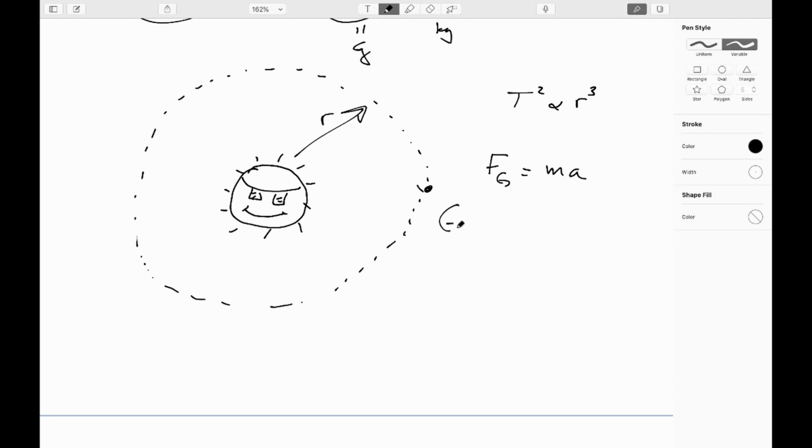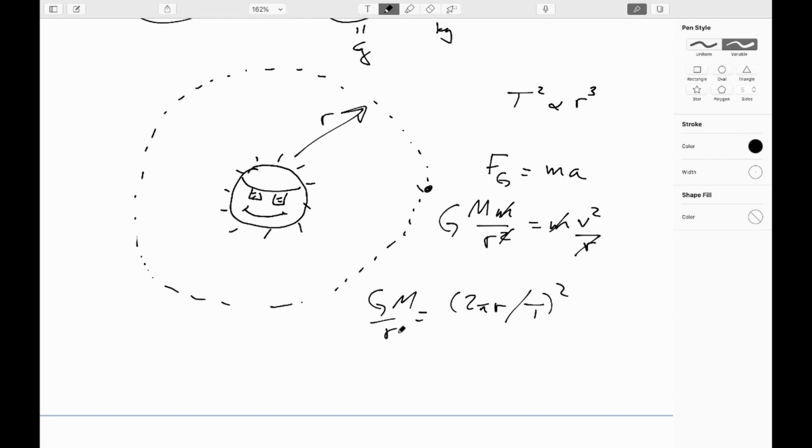So the gravitational force would be big G, mass of the sun, mass of the planet, over r squared, equals mass of the planet times, since it's going in a circle, v squared over r. Cancel, cancel, cancel, cancel. But the speed would be 2 pi r, that would be the circumference, over the period. So let's put that in. So we'll have GM over r equals 2 pi r over the period, squared.